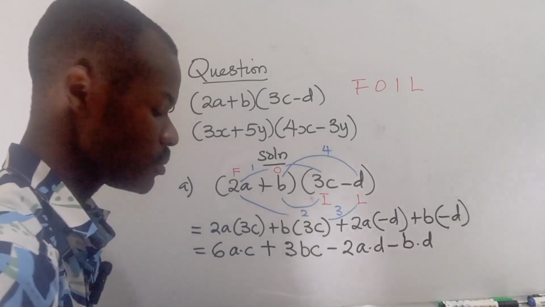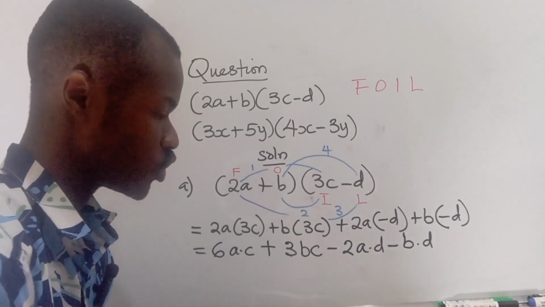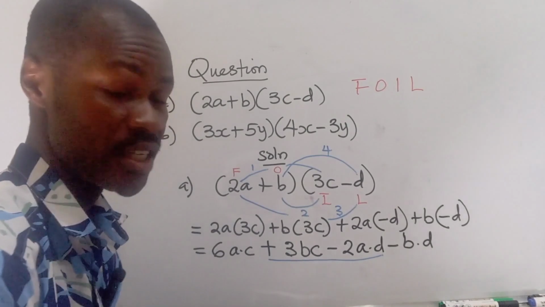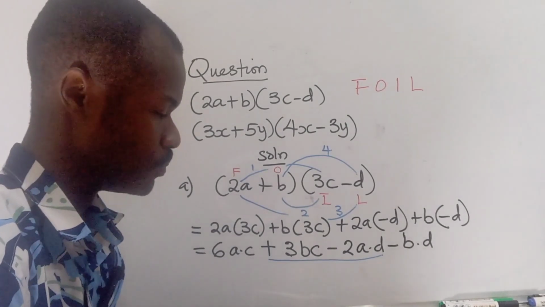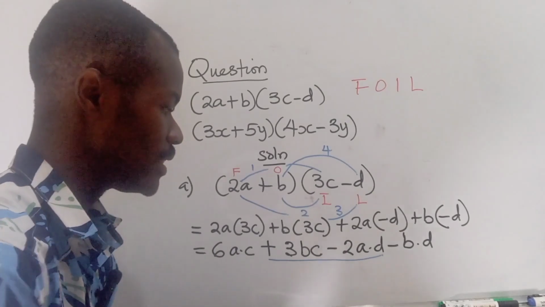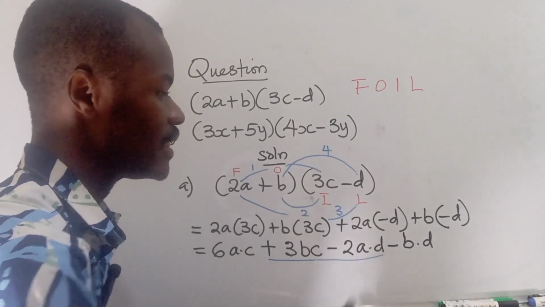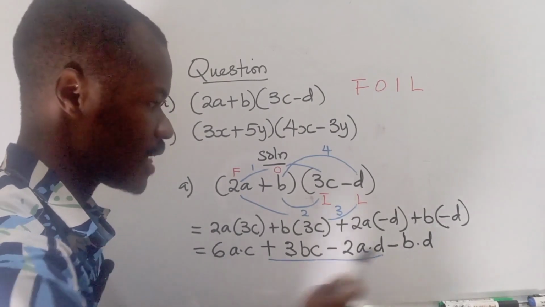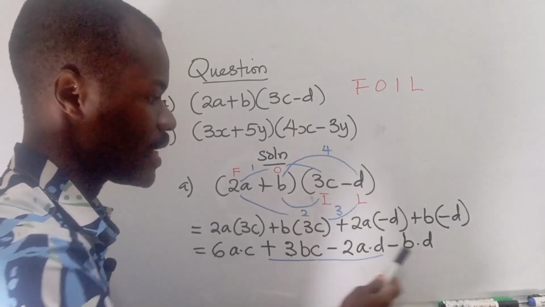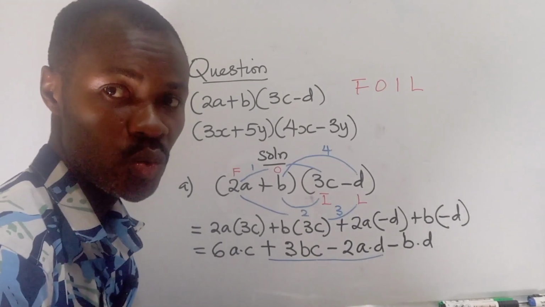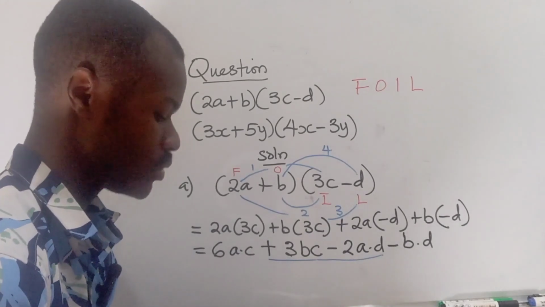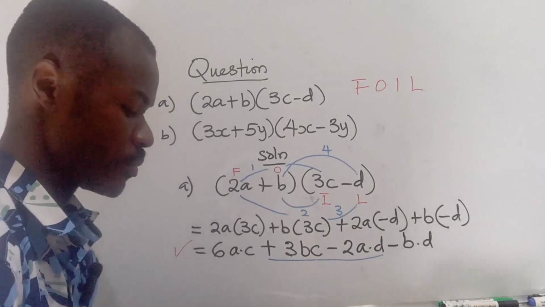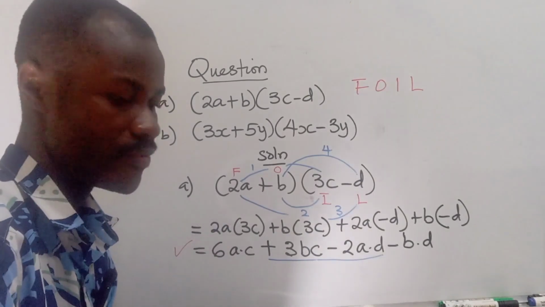Now from this point, you want to check if anything in the middle part is alike. But I can see that bc and ad are not alike. And if you also check the first and the last term, ac and bd are also not alike. So our answer to this question is simply going to be this. So that solves the first question.